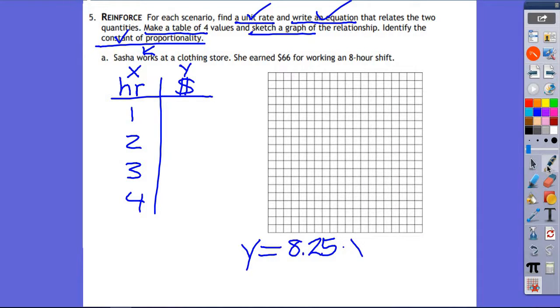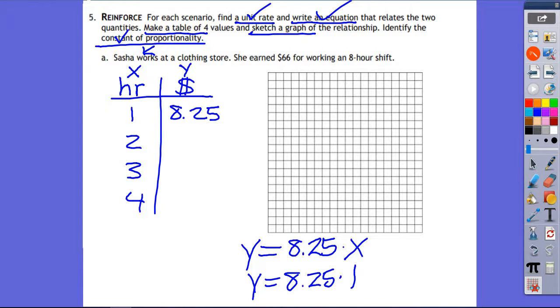Got a little delay here on my times X. So if X is 1, I could do Y equals 8.25 times 1. Well, what does Y equal? What is 8.25 times 1? 8.25. So this is 8.25.